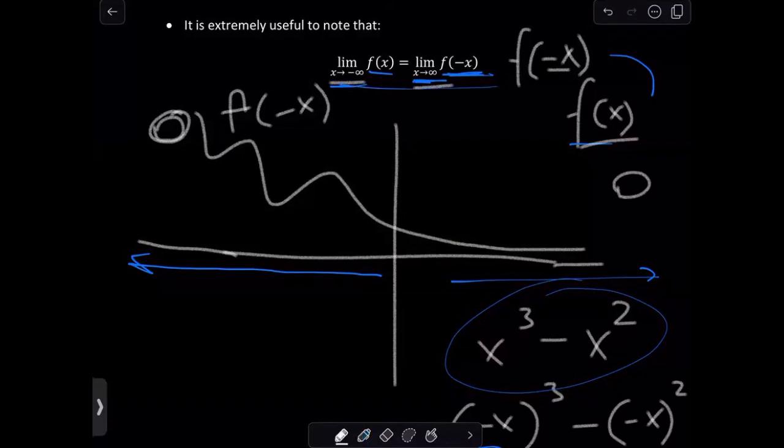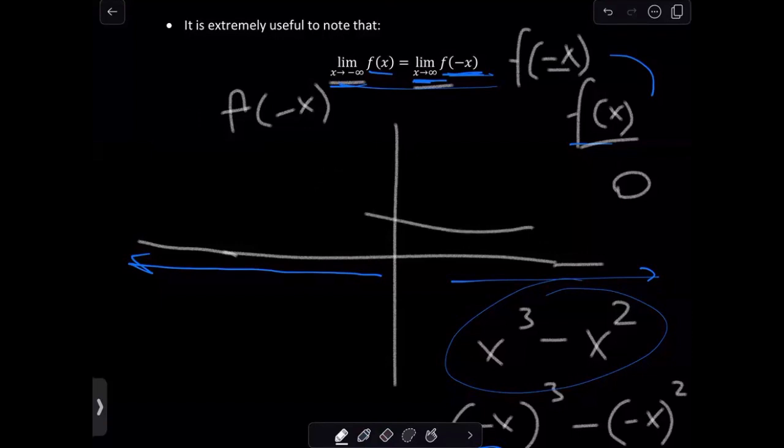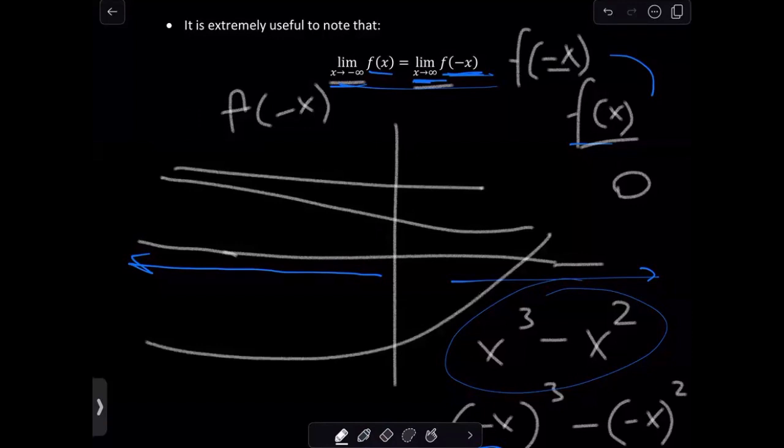Also, the graph doesn't have to approach 0. I just used that for this example. We could approach any value. Okay, it could approach, let's say, 4, a y value of 4, or a y value of negative 12. Whatever the case may be, this rule will work. Okay, so just take note of that. Right, let's move on.